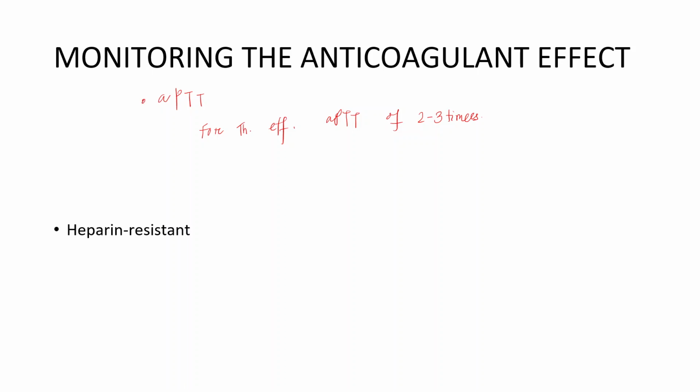But apart from that, you can also use factor 10A, which is a little bit more specific than the APTT. Now, when do you call something heparin resistant? Remember, around 25% of venous thromboembolic patients will require unfractionated heparin of more than 35,000 units per day to reach therapeutic APTT levels.